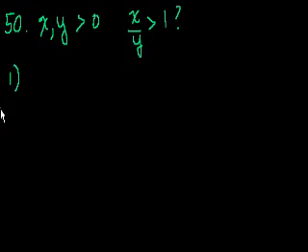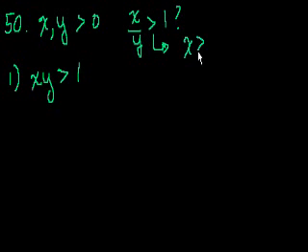Statement number 1 tells us xy is greater than 1. So let's see, does that help us at all? That's not obvious. That just tells us that x is greater than 1 over y, or y is greater than 1 over x. So let's just think about it. This statement is equivalent if we multiply both sides by y, and we can do that without changing the inequality because we know y is greater than 0. So if we do that, we get x is greater than y. This is, if we can show this, we can show that.